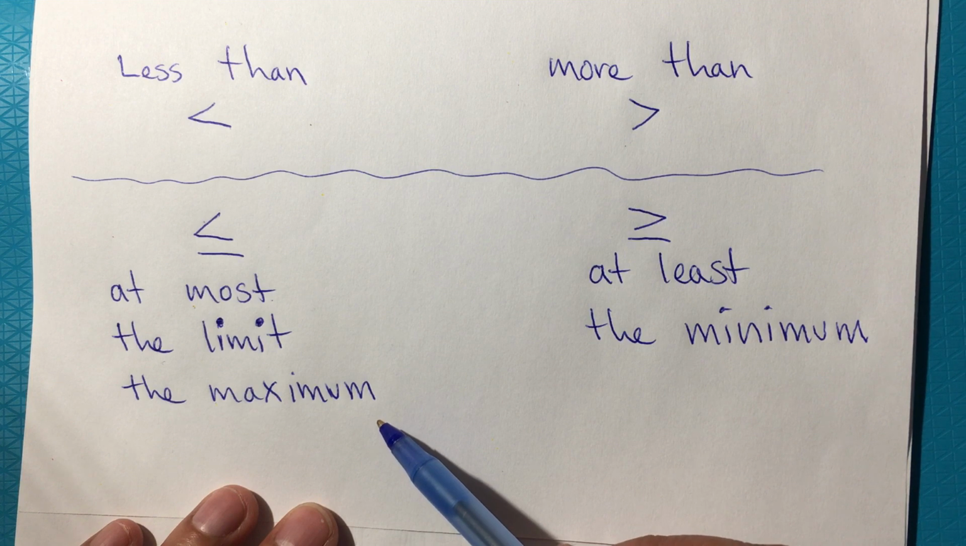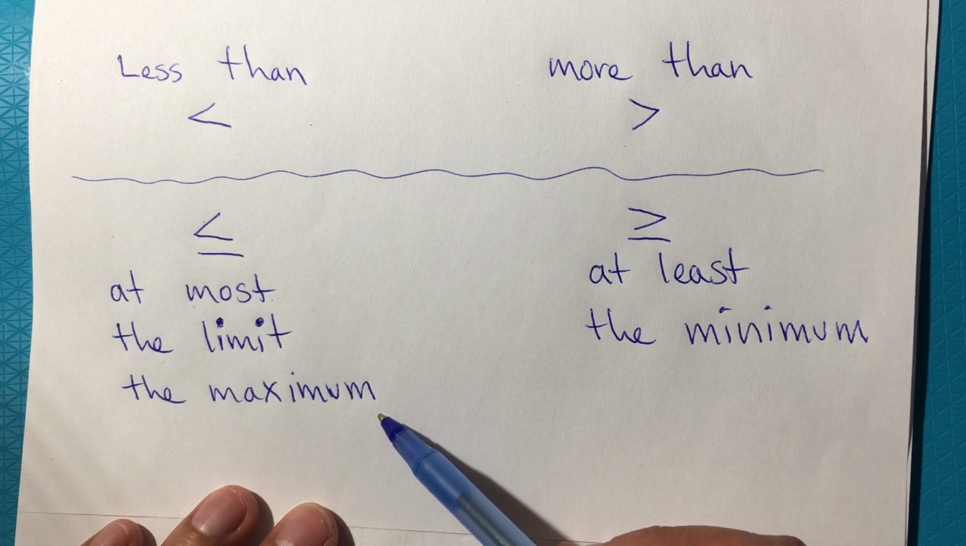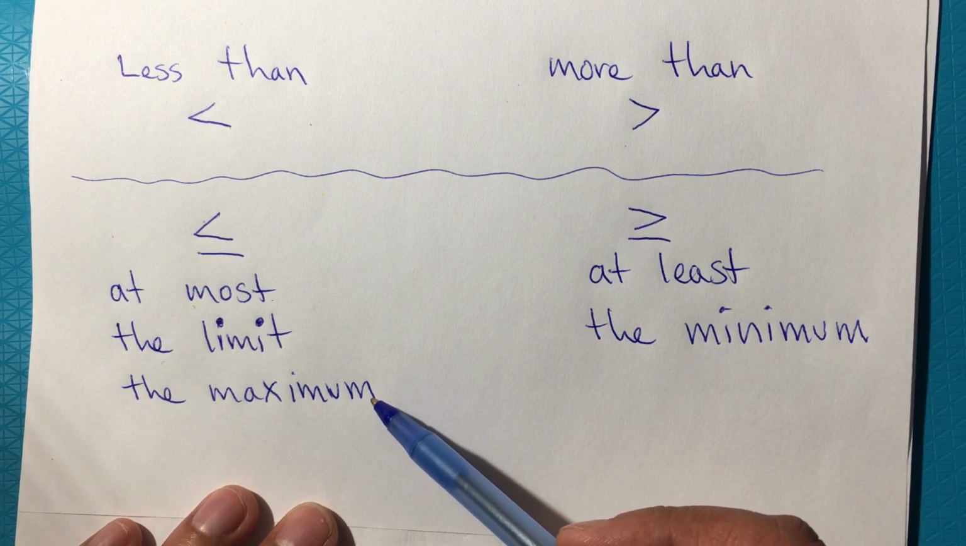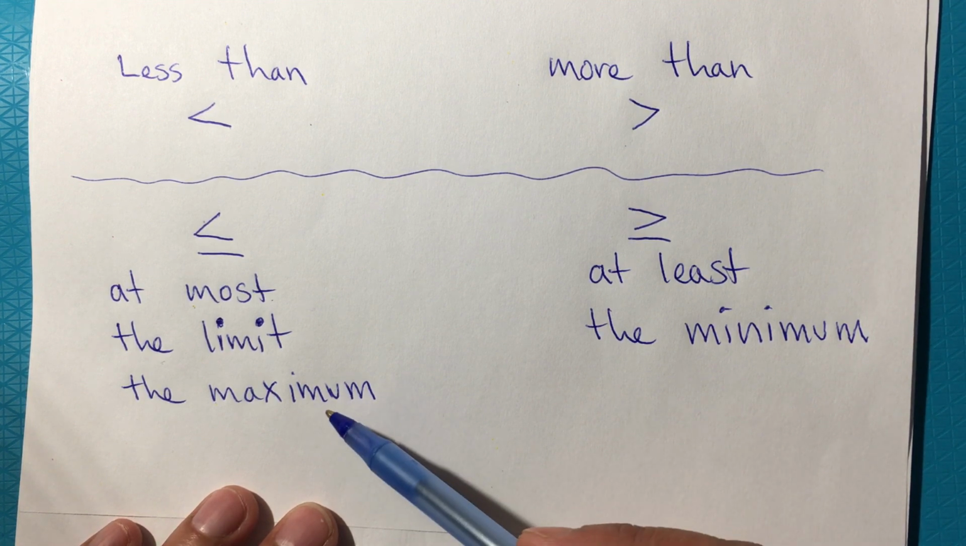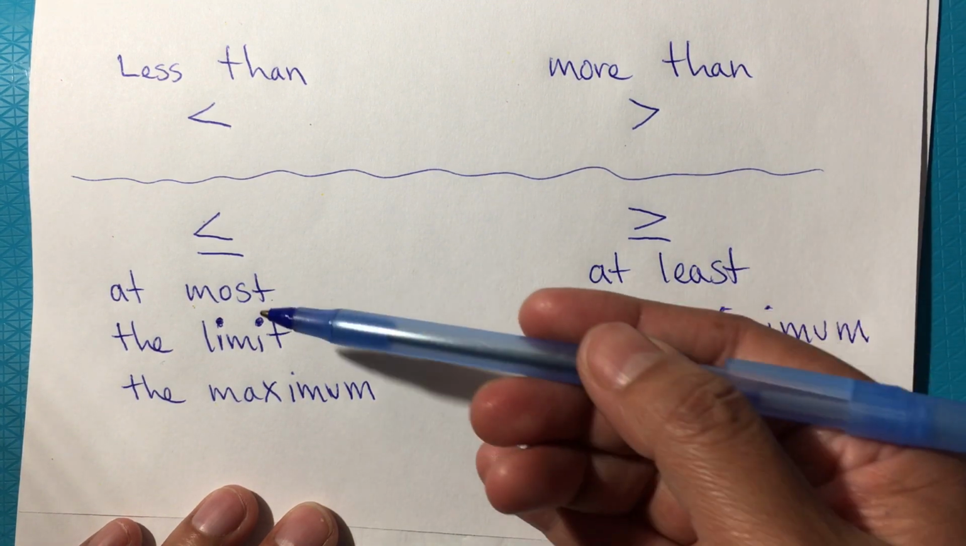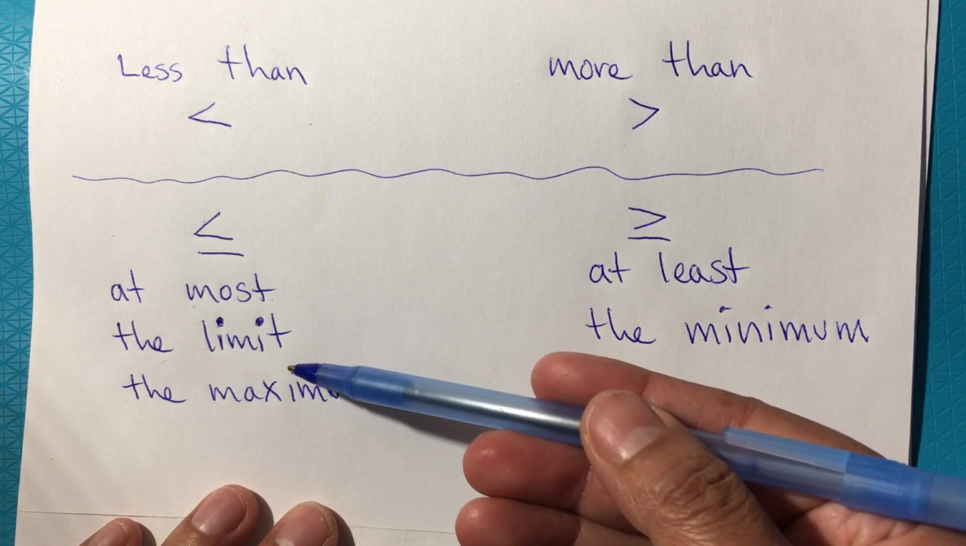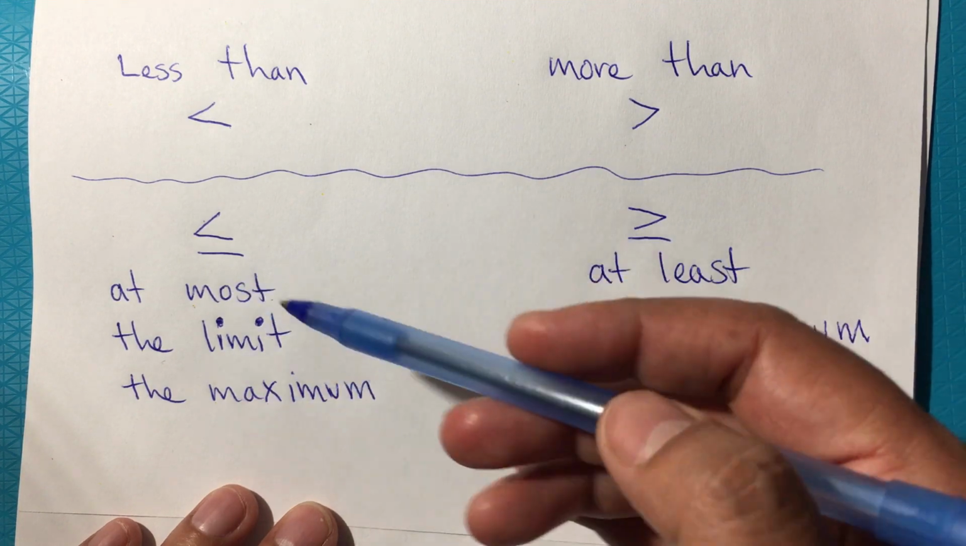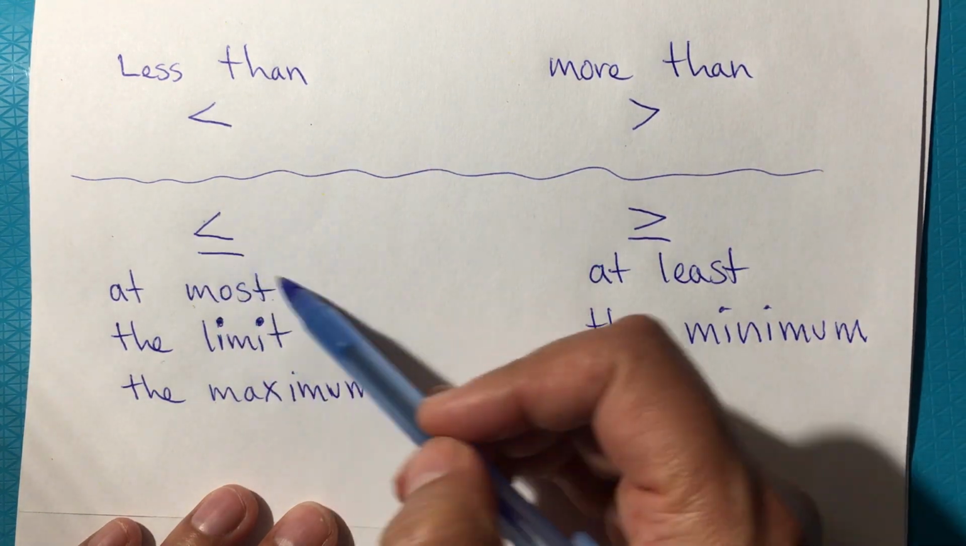The maximum amount of soap that you can use is this amount, or otherwise the bubbles are going to come out of the washing machine. So that's the maximum. You need to put that or less. And again, maximum sounds like greater than, but in reality, no, it's the opposite.